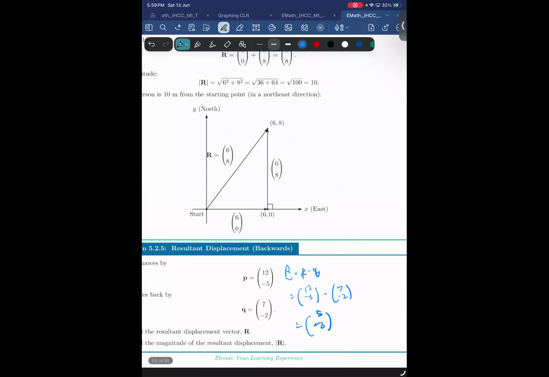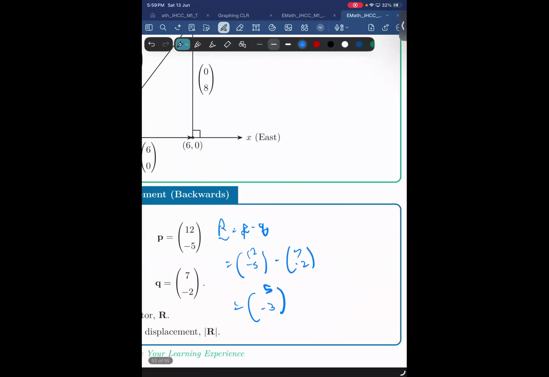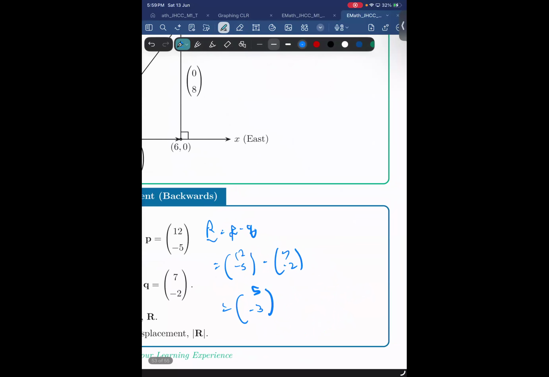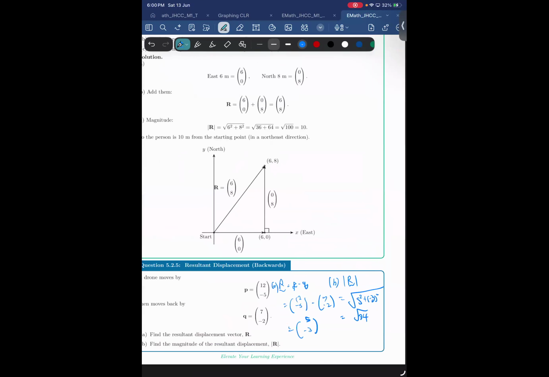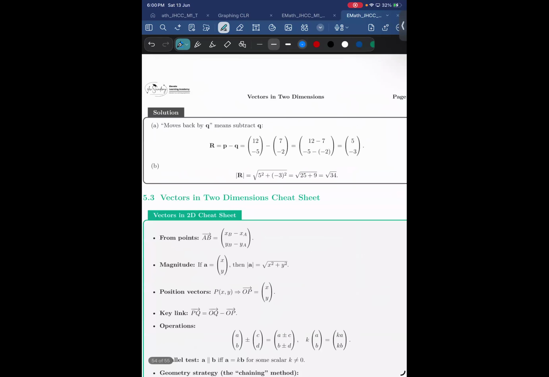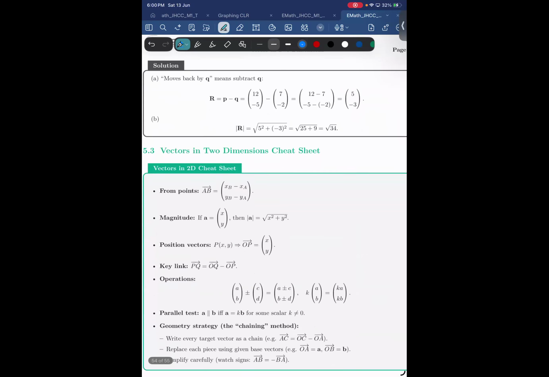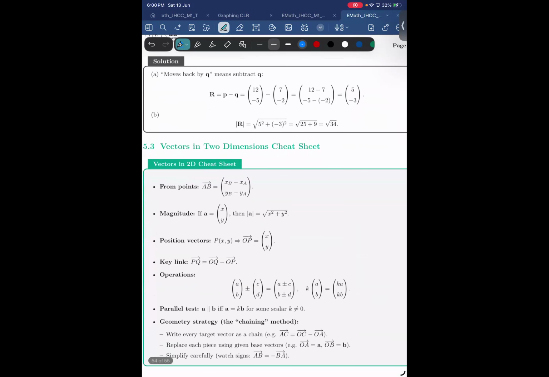And then the magnitude of the displacement vector is simply the mod of it, square root of 5 squared plus minus 3 squared, which is square root of 34 units. Okay, so that's it for vectors. Any questions on vectors? Or any of these topics?